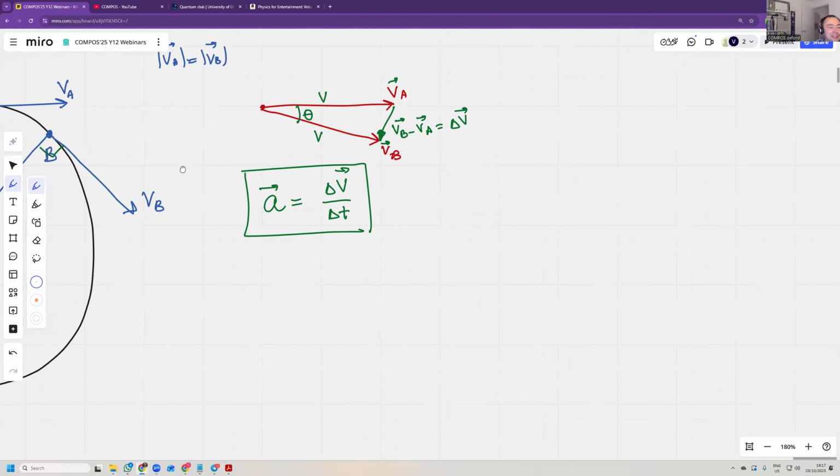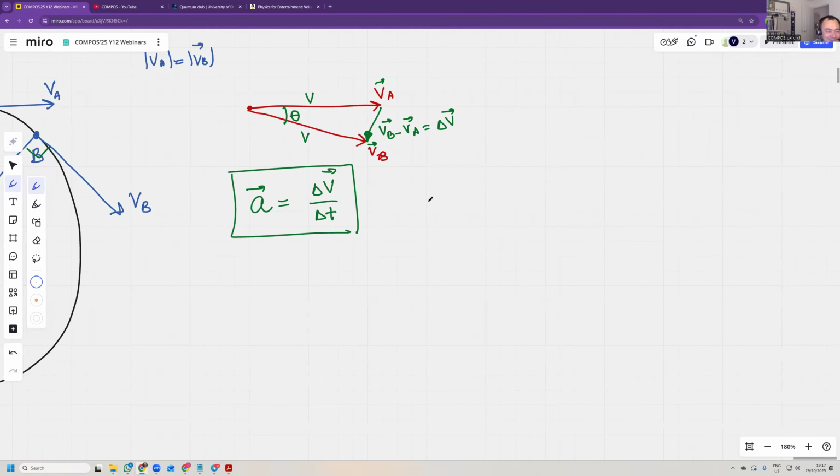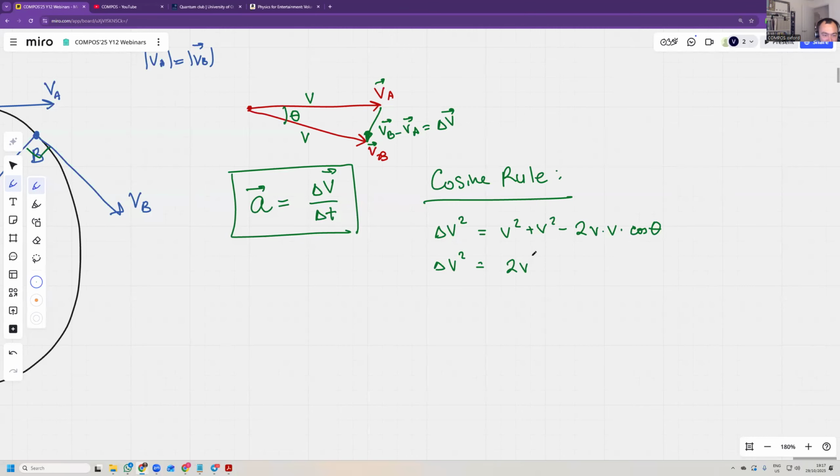Okay, let's use the cosine rule. Why not? It's a bit of an overkill here, but why not? The cosine rule says that the opposite side of a triangle, so delta V squared, is equal to V squared plus V squared minus 2V times V multiplied by cos theta. So delta V squared is 2V squared minus 2V squared cos theta.